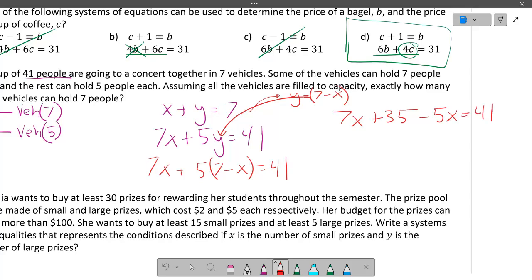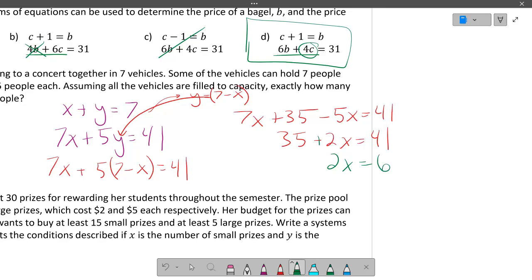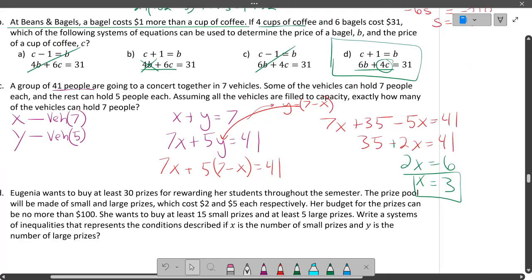Does that look good? Yeah. I tried to trick you. You guys are too smart. Okay. Now what? So what do we get on the right? Good. And x equals 3. Perfect. Okay. And again, I don't care what y is. I just want to know how many 7-passenger vehicles. X is the number of 7-passenger vehicles. X equals 3. So there are 3 7-passenger vehicles.